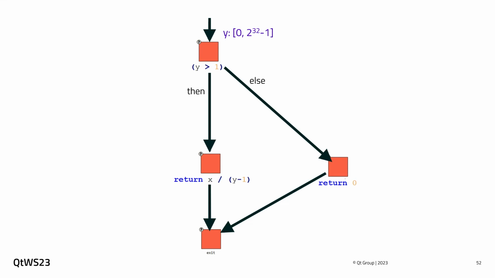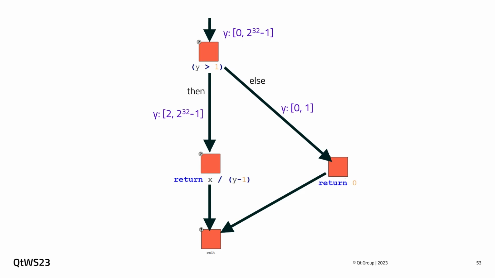Very short. It starts here. We only look now at y because x is not important here for the division. We look only at the values of y. We do not know what value they are at the beginning. Maybe we know they are between 0 and 2 to the 32 minus 1. And then we have this then and else branch. And here now we know, well, y is greater than 1. We can restrict the range. We can say it's from 2 to the maximum value, and here it's between 0 and 1.